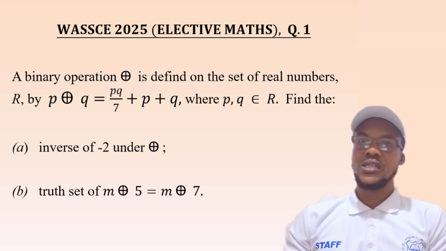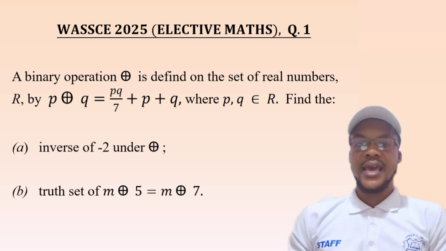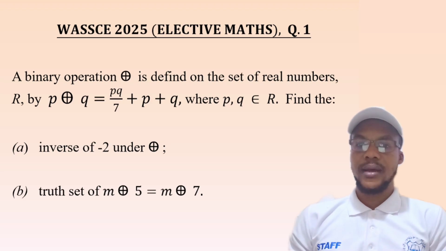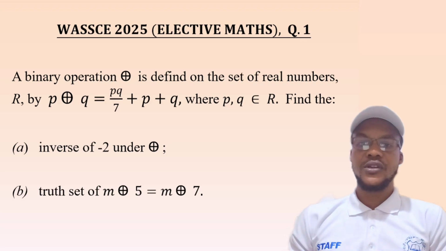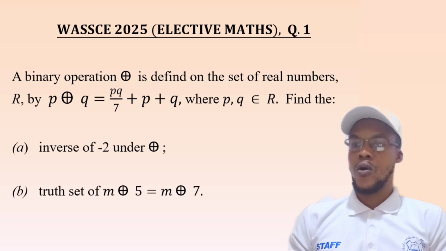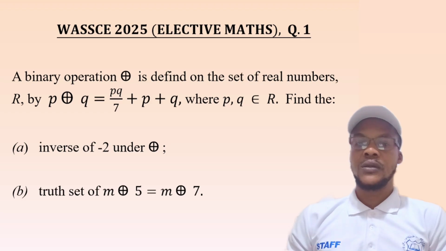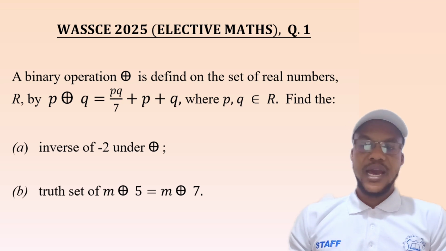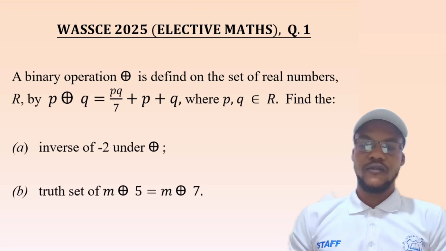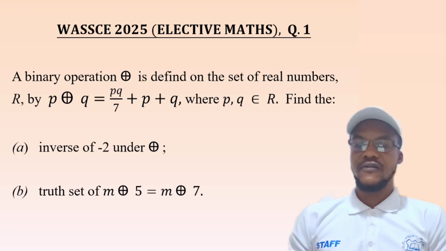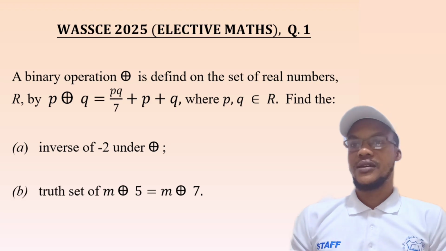In this question, a binary operation, ⊕, is defined on the set of real numbers R by P ⊕ Q = PQ/7 + P + Q, where P and Q are elements of the real numbers. We are asked to find the inverse of -2 under the operation, and also find the true set of M ⊕ 5 = M ⊕ 7.